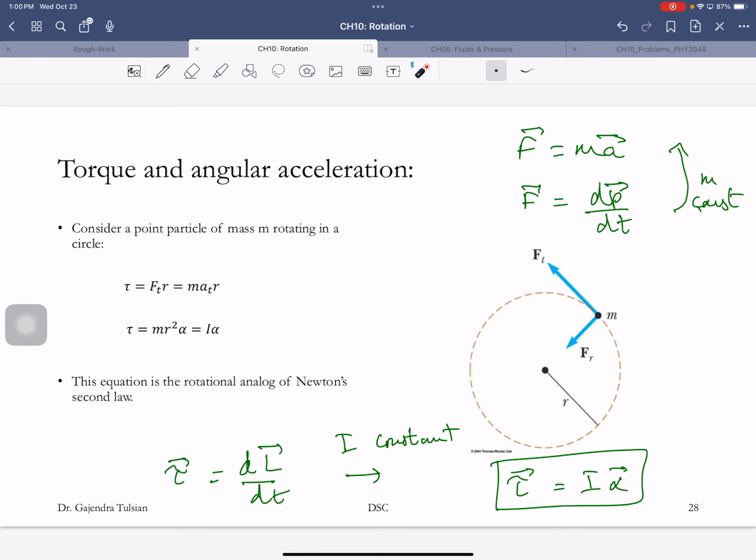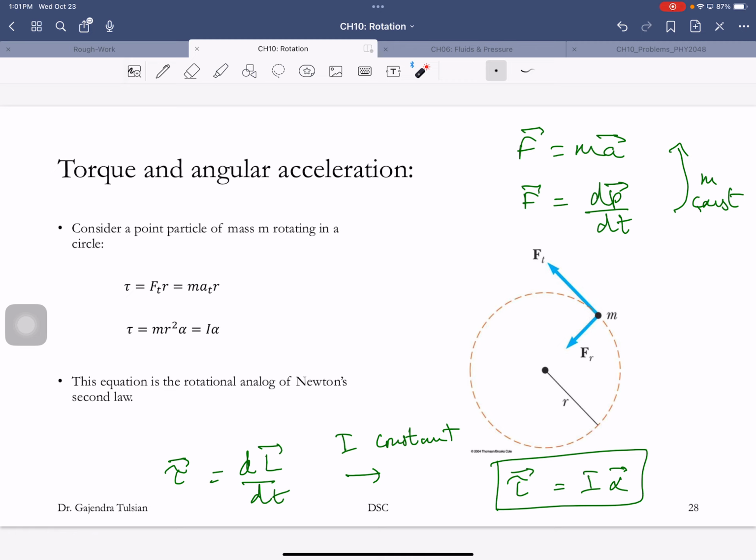I showed you a case when moment of inertia is changing. Now I sit on this chair and redistribute my mass, and my moment of inertia was changing. Okay? So in that case, this formula would not apply when the moment of inertia was changing. That's what this derivation shows you. Torque is I times alpha for the case when I is not changing.